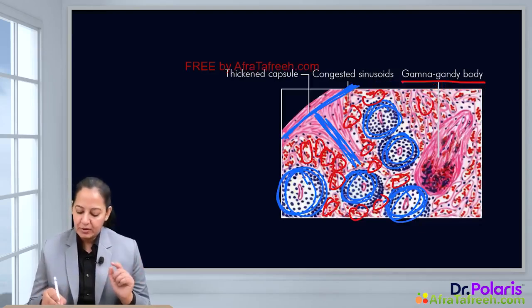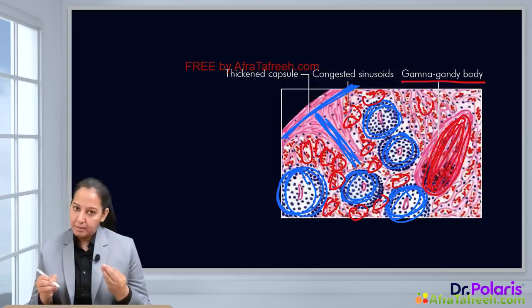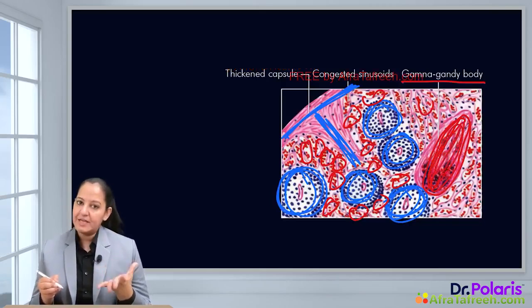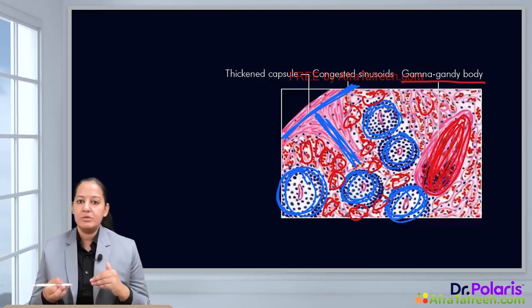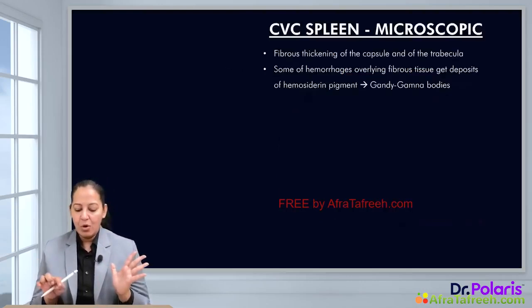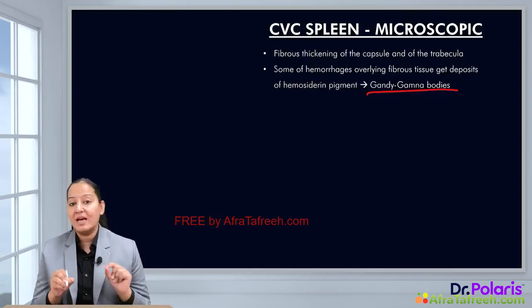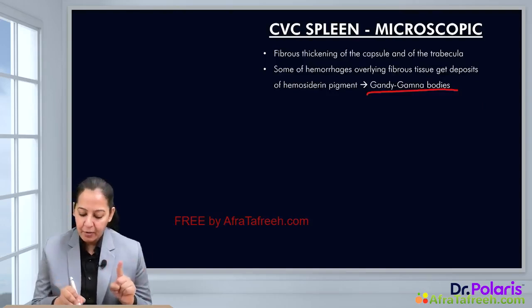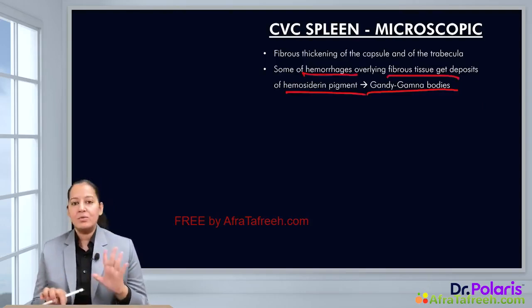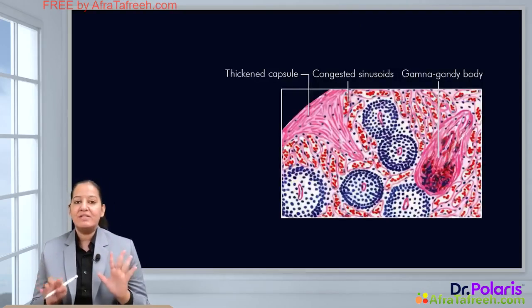You must appreciate it. You can see here in the diagram, this is hemosiderin along with fibrosis. When the capillaries are rupturing, RBCs coming out, RBCs rupturing, hemoglobin comes out, hemoglobin gets converted into hemosiderin, hemosiderin deposited over fibrous tissue leading to Gamna-Gandy bodies. So that is CVC spleen. In CVC spleen, we find Gamna-Gandy bodies. Basically, Gamna-Gandy body is hemorrhage along with fibrous tissue along with hemosiderin pigment.